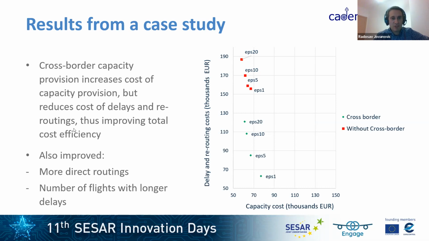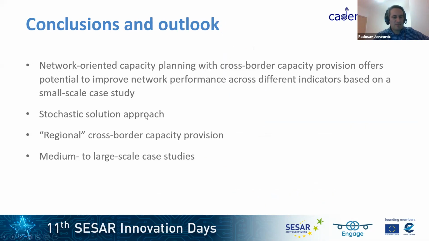And not only is cost efficiency improved, but by providing cross-border capacity we also have more direct routing. The excess distance flown compared to the shortest route is much reduced compared to the case when we don't have the cross-border in force. And we also have a significantly reduced number of flights with longer delays. So this again gives us some further belief in this concept as a whole.